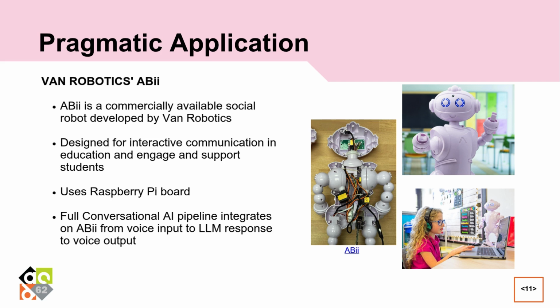To demonstrate a real-world use case, we show our full conversational AI pipeline running on Obi. Obi is a commercially available social robot from Van Robotics. Obi is designed for classroom environments where it supports and engages students through interactive communication. Obi has a Raspberry Pi inside, making it a perfect fit for our deployment. The full pipeline runs directly on Obi.